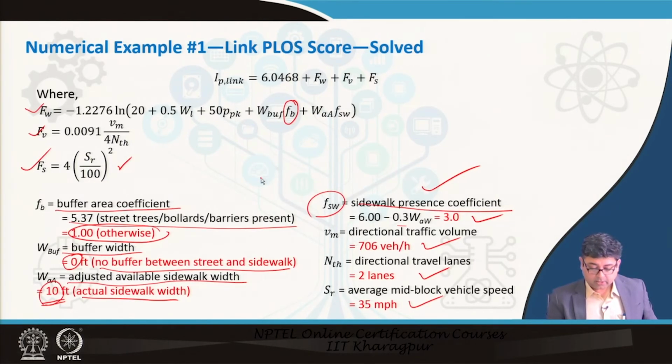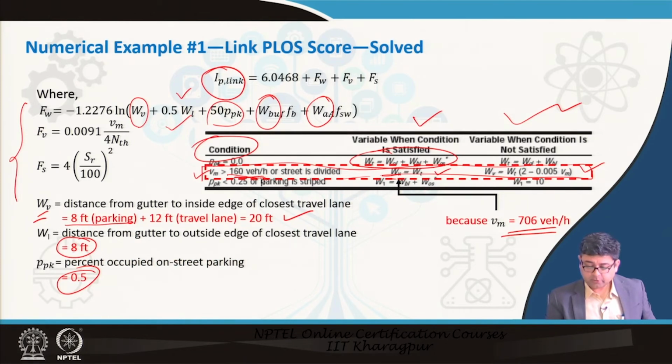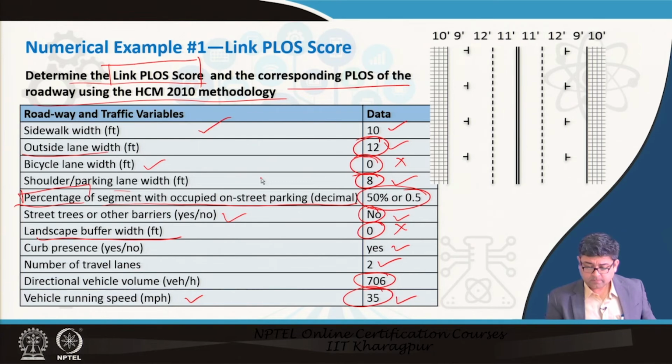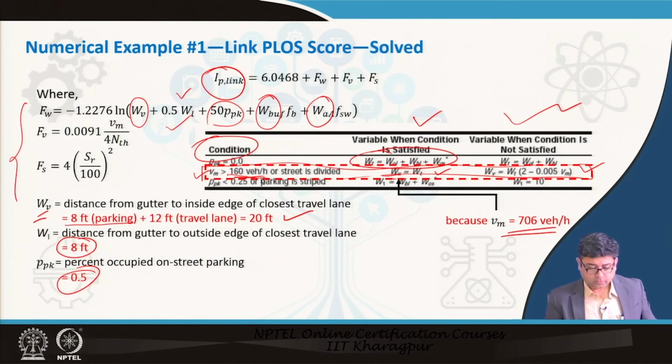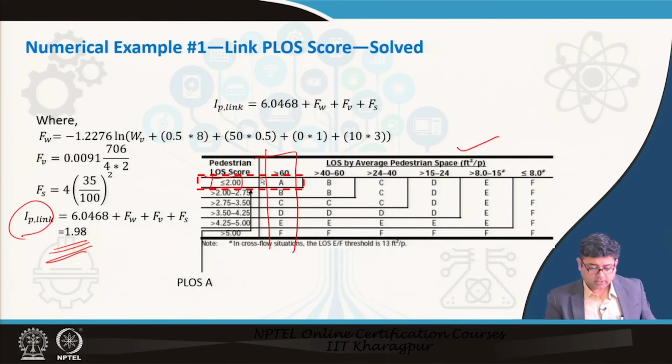We will just go back to see if there is a value given for the average space available, because the space is also one of the factors necessary in order to find out the pedestrian level of service score. So, in this case we assume that a pedestrian space of something greater than 60 was provided, and hence you get a pedestrian level of service of A.